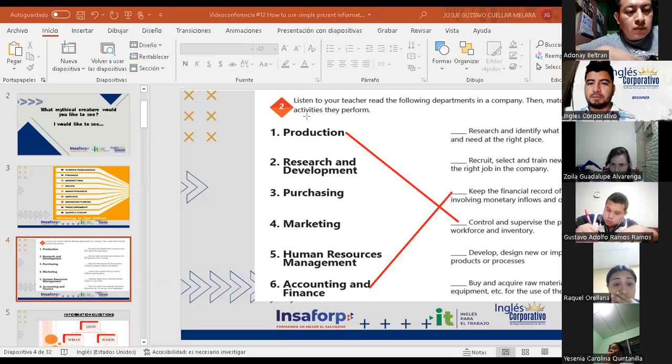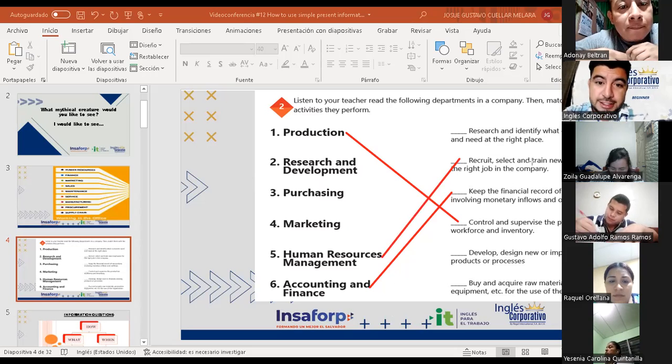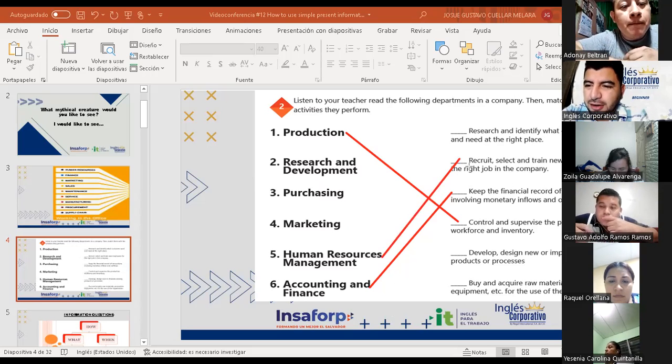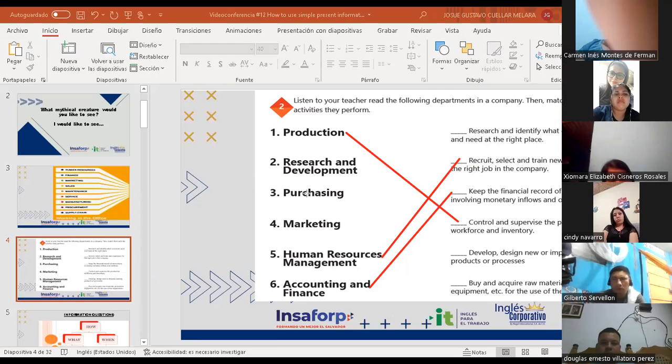What if Adonai, please help us. Number five. Human resource management: recruit, select, and train new employees to fill jobs in the company. Yes, that's good. Yes, recruit. Adonai, ¿te recuerdas qué significa recruit? Reclutar. Yes, perfect, Adonai. Because the recruiter is the person who selects. Es el reclutador, okay? So in every company there is a recruiter. Very nice.